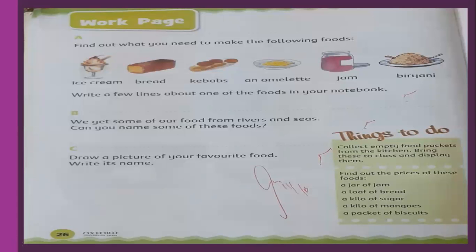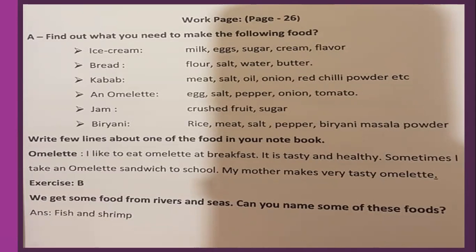We get some of our food from rivers and seas. Can you name some of these foods? Yes, we get fish and shrimps from the sea, lakes or river. These are the seafoods. Okay, children, this is your work page. These you have to write in your notebooks, and this you can write in your book on the work page, and this also. Exercise C is not included.